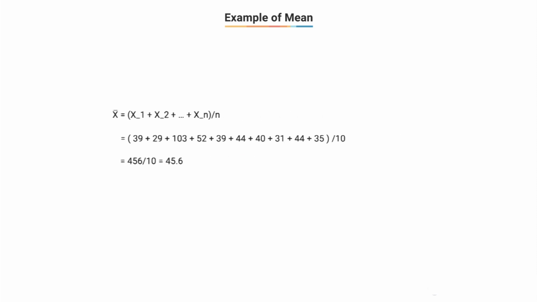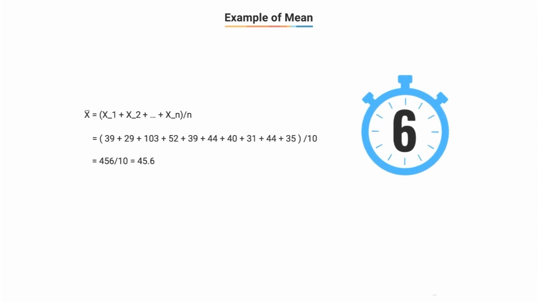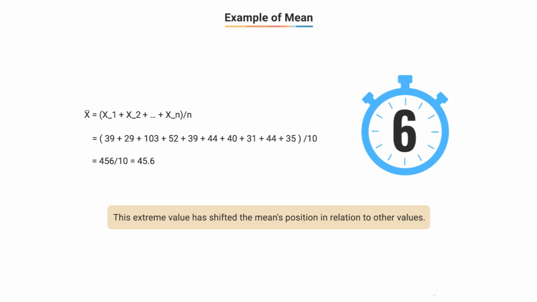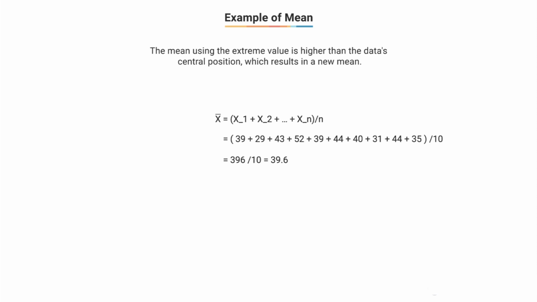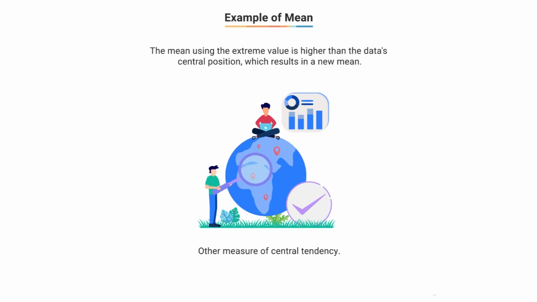The one extreme value has increased the mean by 6 minutes. This extreme value has also moved the position of the mean relative to all the other values. For example, the original mean of 39.6 minutes had a middle or central position among the data values. 5 of the times were less than that mean and 5 were greater than that mean. In contrast, the mean using the extreme value is greater than 9 of the 10 times, making the new mean a very poor measure of central tendency.